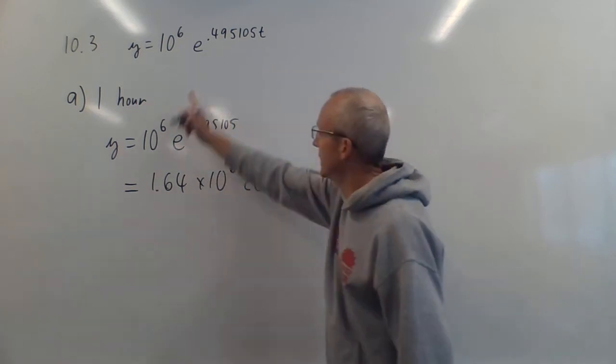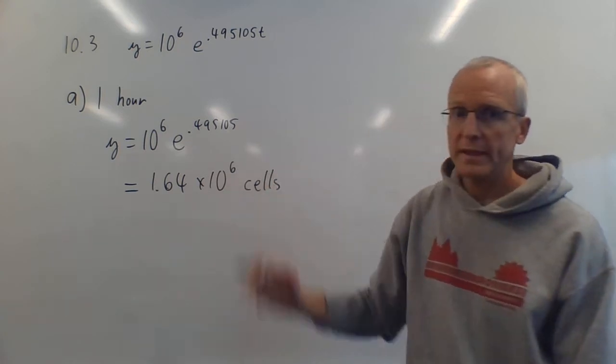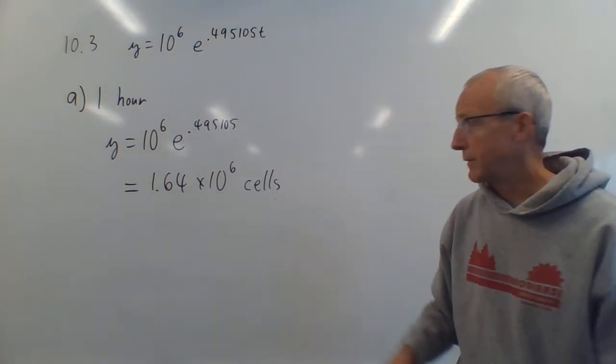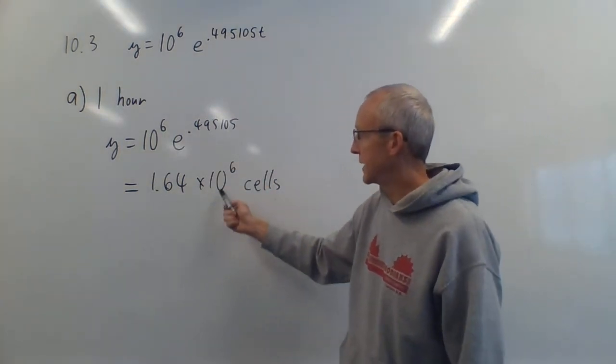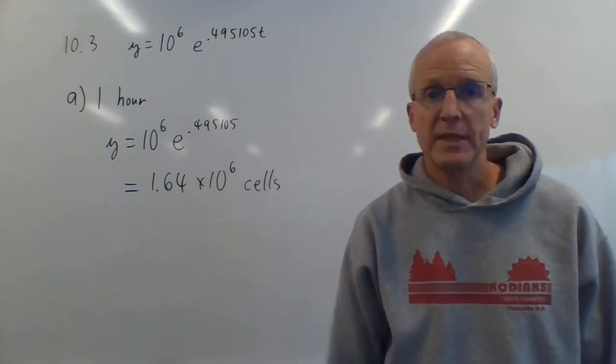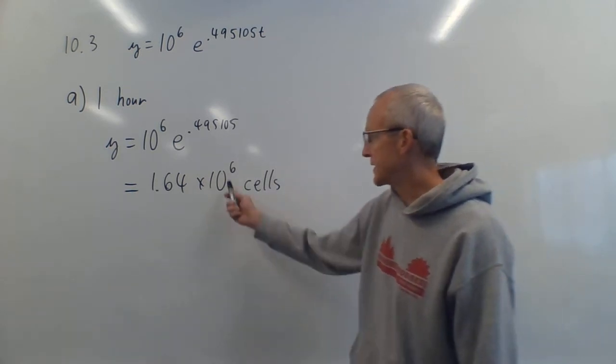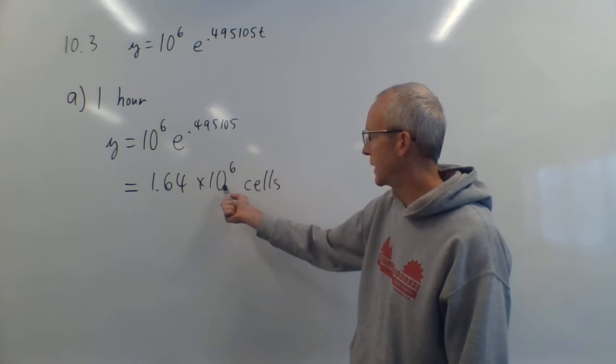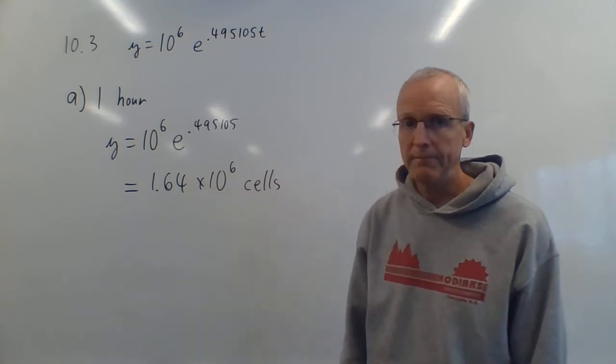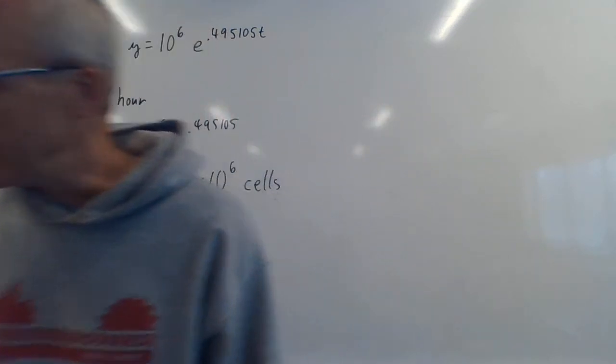Started off at 1,000,000, and now there's 1.64 million. You could write this with zeros, put the millions if you don't like scientific notation. But scientific notation saves a lot, right? You don't have to count zeros. Just, 1.64 million cells. Okay? So that's kind of a calculator problem.